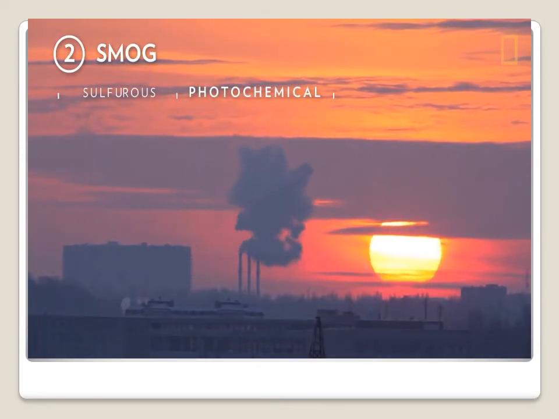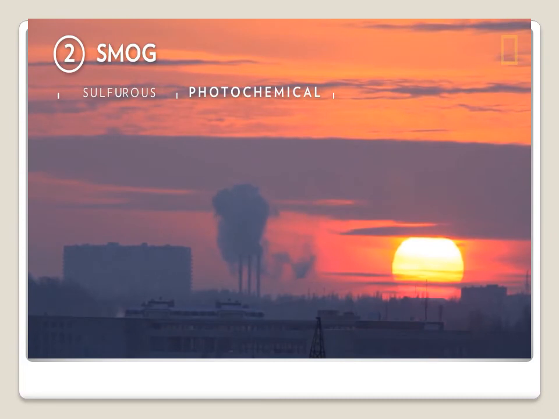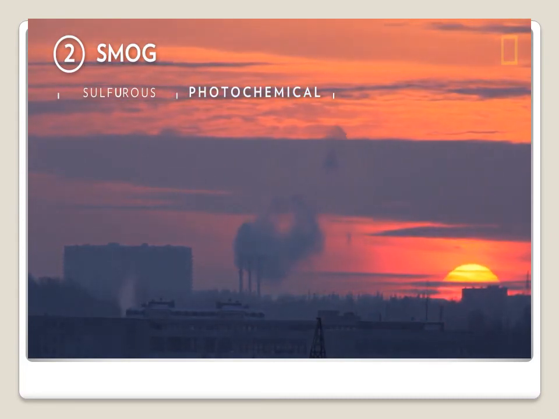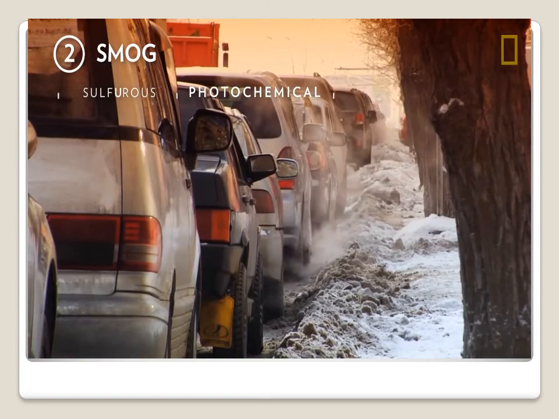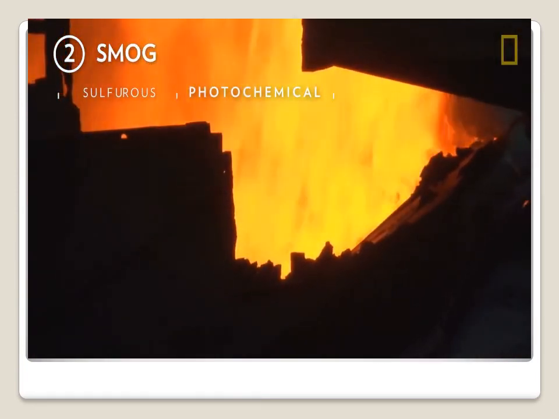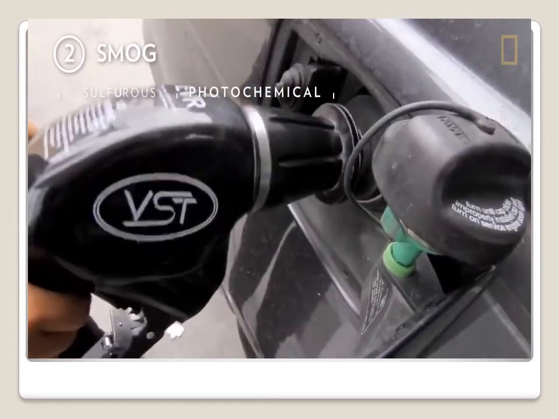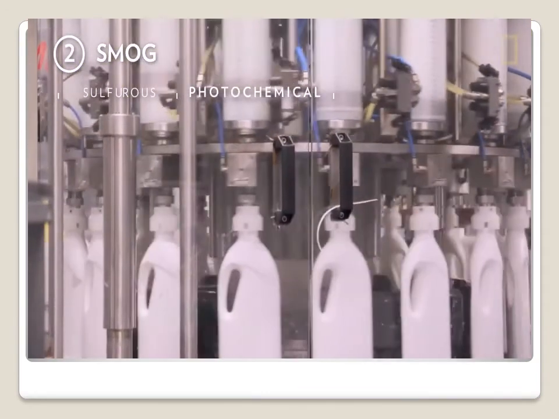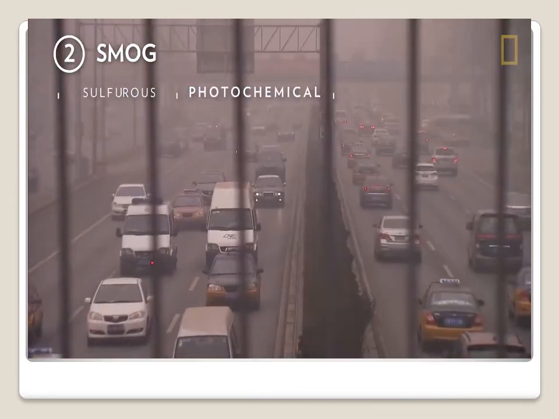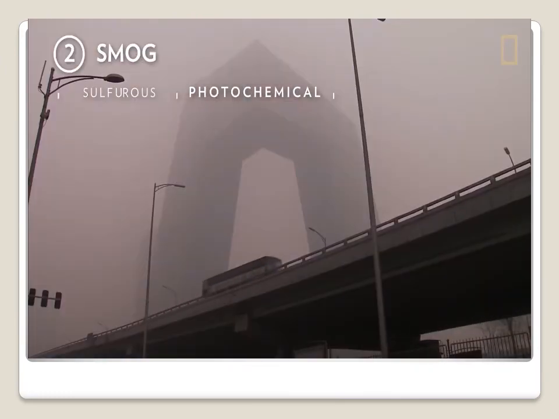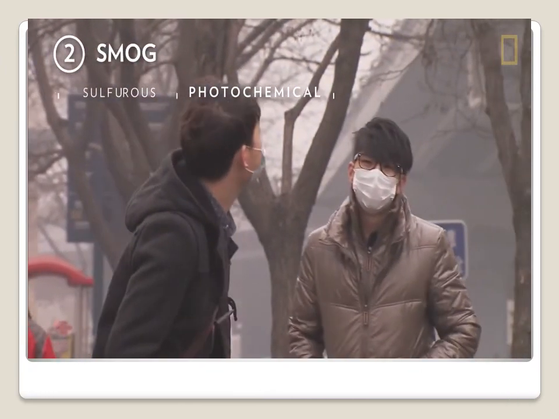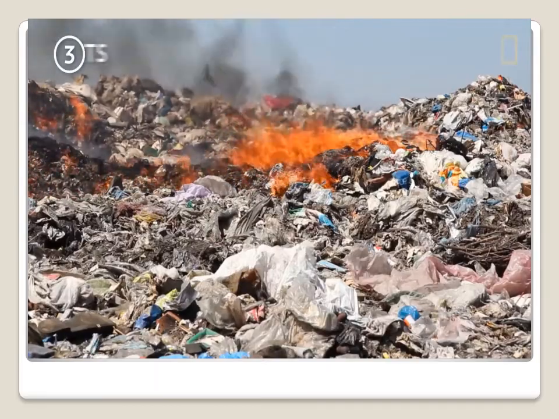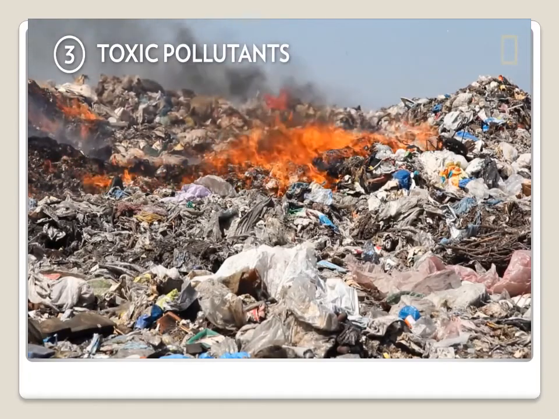Photochemical smog, also called ground-level ozone, is a result of the reaction between sunlight, nitrogen oxides, and volatile organic compounds. Nitrogen oxides come from car exhaust, coal power plants, and factory emissions. Volatile organic compounds are released from gasoline, paints, and many cleaning solvents. Smog not only creates a brown haze that reduces visibility, but also harms plants, irritates the eyes, and causes respiratory distress. Another category of air pollution is toxic pollutants.